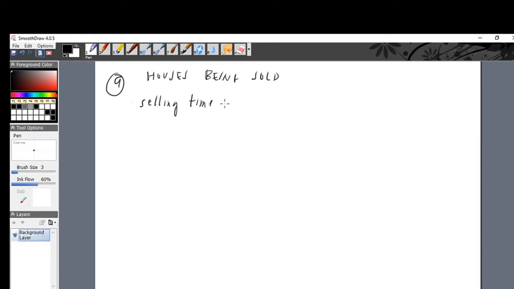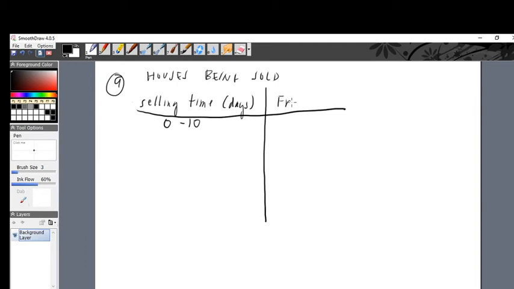Selling time in days that it takes to get sold is in the left-hand column, but they're in classes. These are classes of data. So the first class is from 0 to 10 days, and the frequency is 4 times. It took four of the houses that this real estate company was selling from 0 to 10 days.